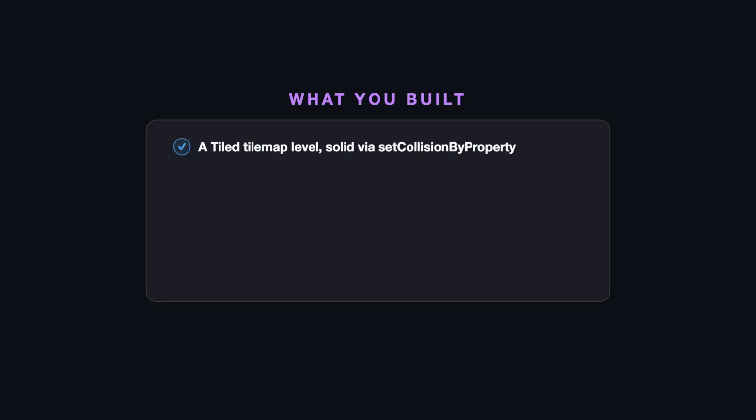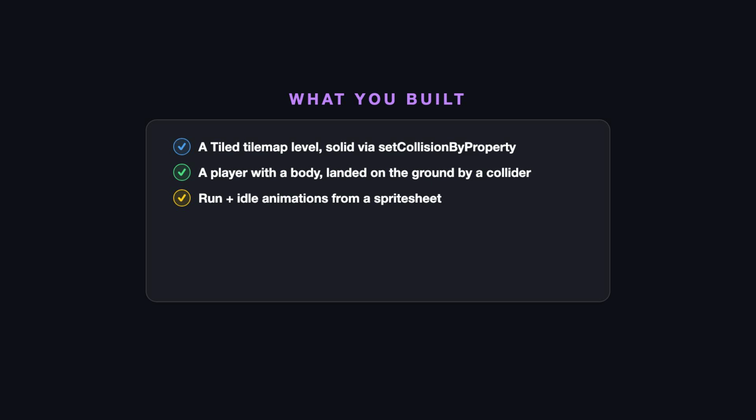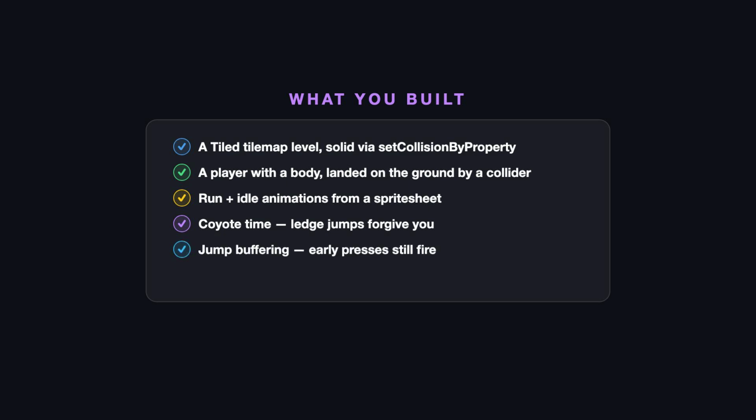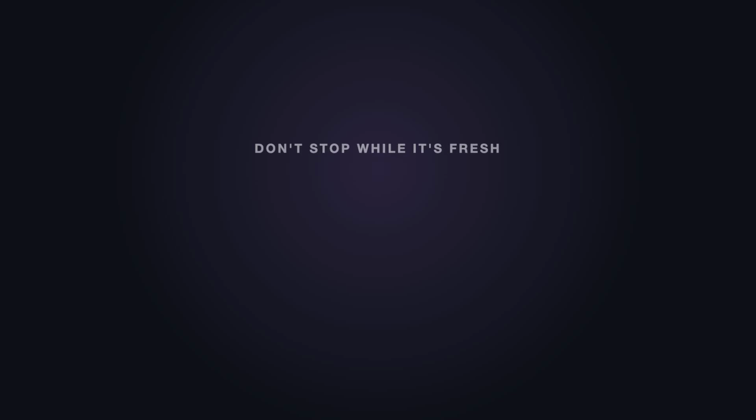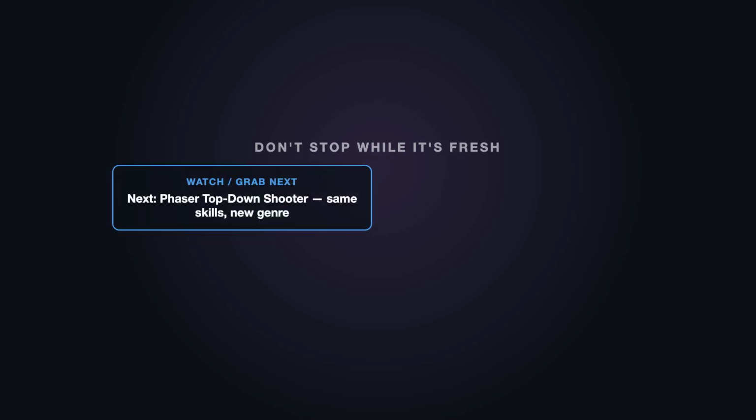Let's lock it in. You built a real level from a Tiled tilemap and made it solid with set collision by property. You dropped in a player with a physics body, landed it on the ground with a collider, and gave it run and idle animations. And then the part that actually matters. You took a stiff, cheap-feeling jump and added the 3 tricks the pros use. Coyote time, so ledge jumps forgive you. Jump buffering, so early presses still fire. And variable height, so a tap is a hop and a hold is a leap. That's a platformer that feels good to play, not just one that works.